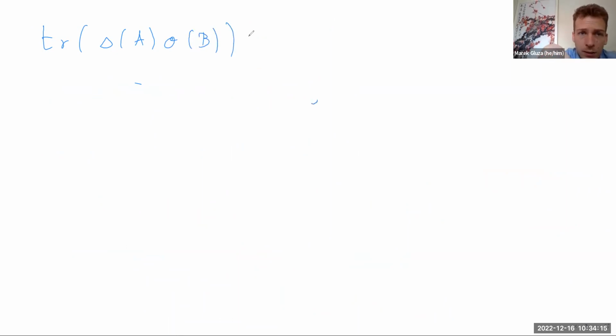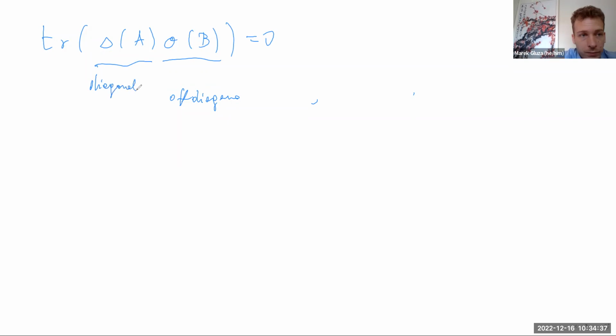So let's consider this trace of delta A times sigma B, where A and B are just generic operators. What is this? This is 0. Why? Because this is strictly off diagonal. I don't even know what strictly means here, but it's like off diagonal. Off diagonal matrices have 0 trace. And this is diagonal.